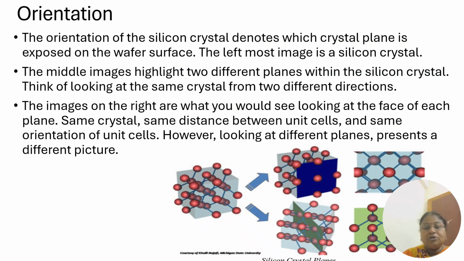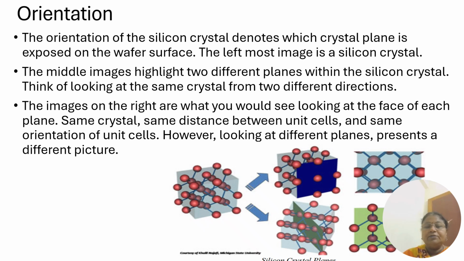Now the orientation. We can have this orientation structure. Whenever it is exposed to the wafer surface, the middle images highlight two different planes within the crystal silicon, so we can have two different directions. You can see this middle structure. With respect to this middle structure, you can just go with the highlighter. With this middle structure, it has been classified into two types.